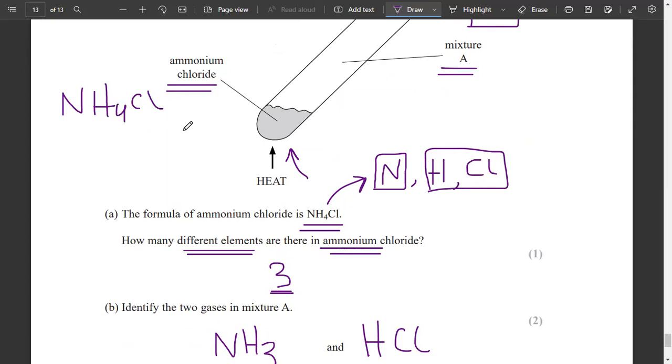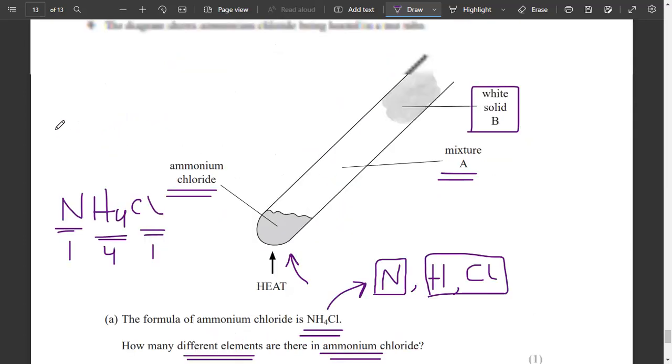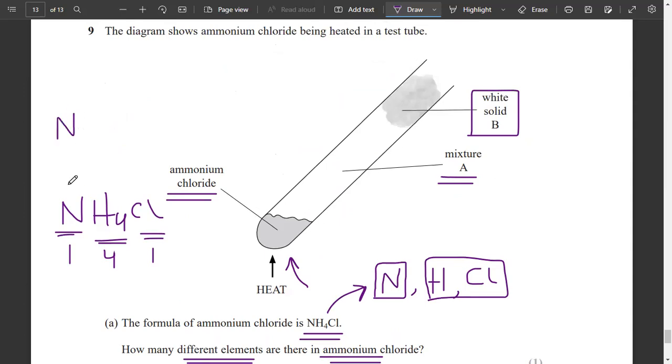NH4Cl right in front of us. And the second thing is, how many nitrogen do I have? 1. How many hydrogen do I have? 4. How many chlorine do I have? 1. एक गैस मैं बनाऊंगा NH3. I'll use 1 nitrogen and I would use 3 hydrogens. एक गैस बन गई NH3. What am I left behind with? I am still left with chlorine and I am still left with the 4th hydrogen. तो 4th hydrogen को मैं यहाँ पे लगा दूंगा.